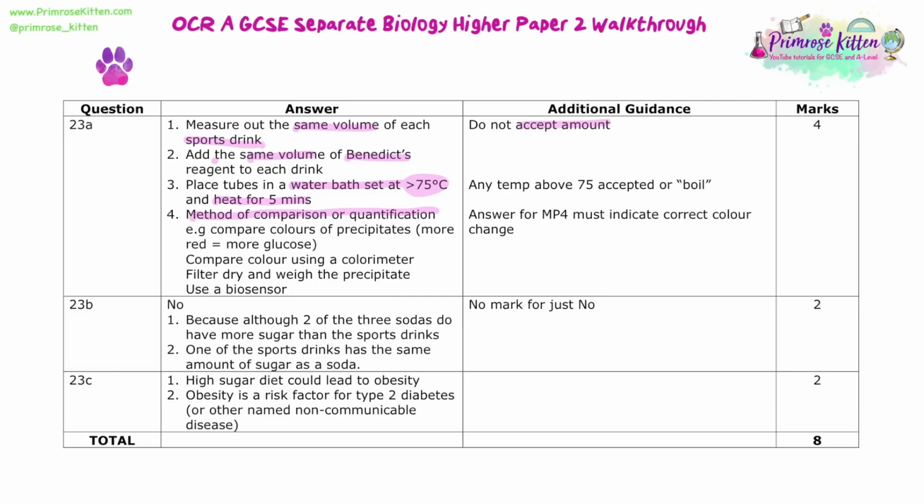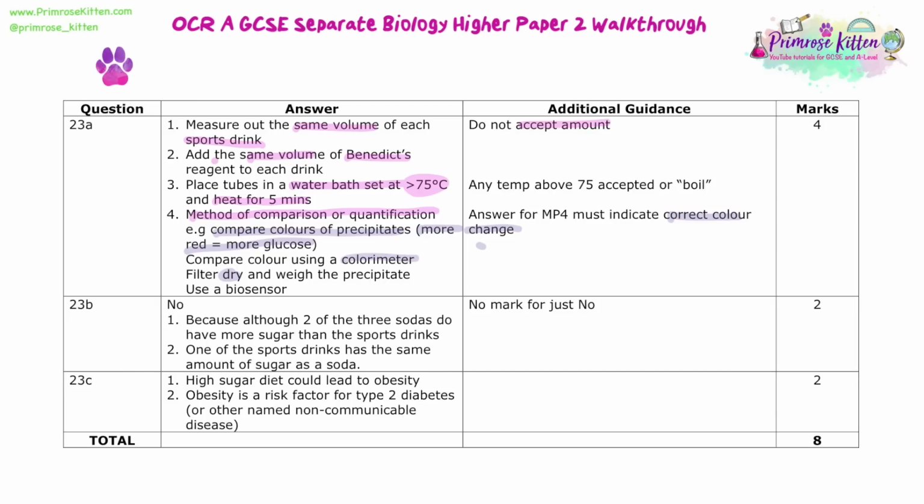You don't have to talk about quantifying, getting an actual number, to get the marks here. So compare colours of the precipitates: more red equals more glucose. You could have spoken about that and just talked about a colour change and comparing the different colours. You must be correct with your colour change, so talking about reds or oranges, brick reds, to indicate that glucose was present. But that could be a mark for mark 4 without having to talk about a way of quantifying it. Filter, dry and weigh the precipitate. Important here, do not forget the word dry, because obviously you don't want to weigh the solution.